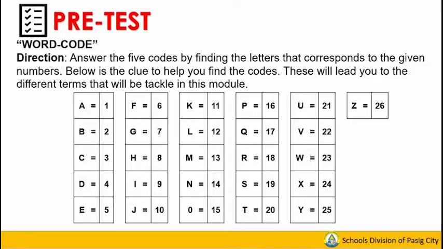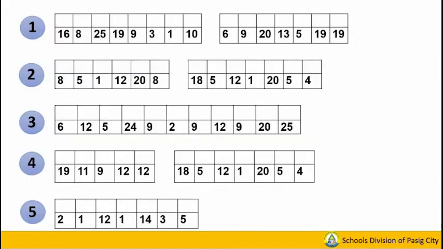For letter A, the value is 1, B is 2, C is 3, and so on. You better capture it first using your phone or tablet camera before we proceed to the next slide. Okay, these are the 5 codes that you will answer.